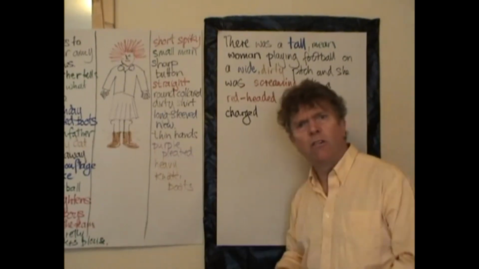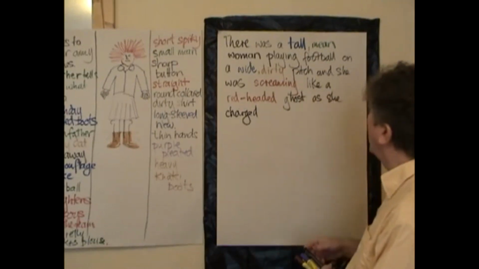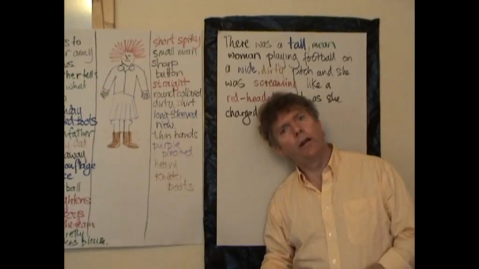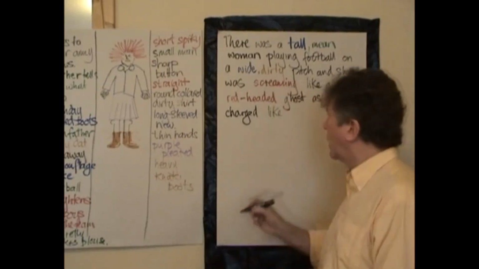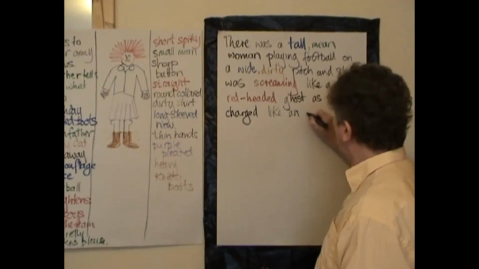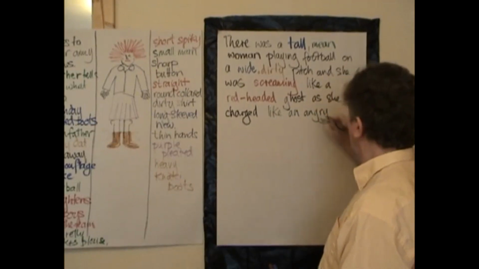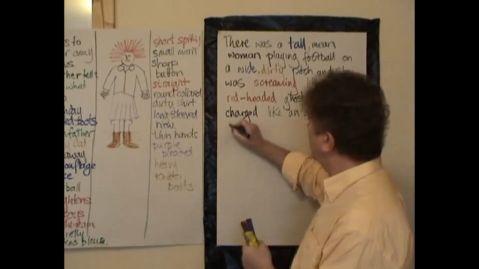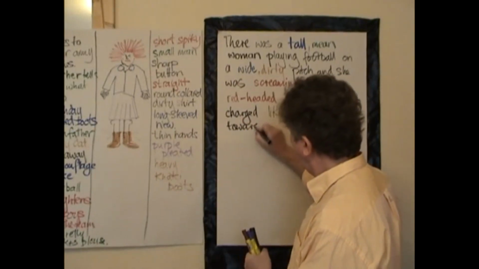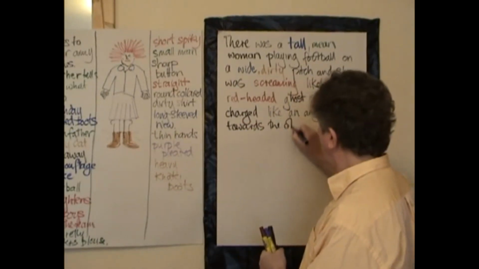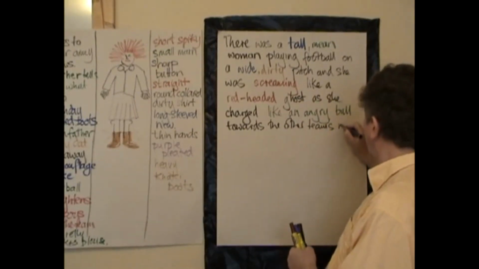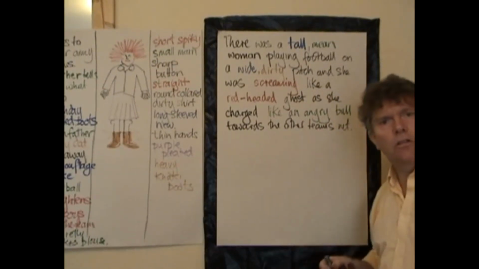How did she charge? Like a bull. Okay. Charged like, excuse me, what kind of a bull? Angry, okay? Like an angry bull towards the other team's net. That's a pretty good start.